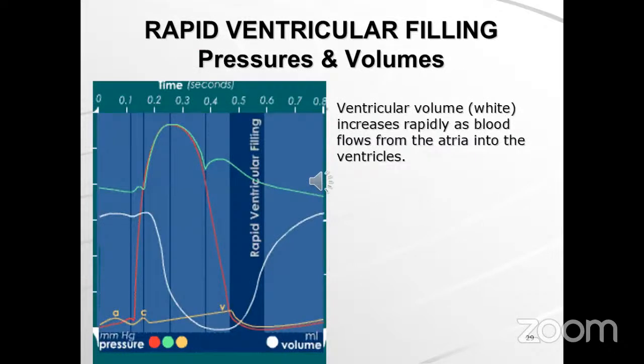This causes an increase in the volume. You can see the white line. Immediately there is a sharp increase in the ventricular volume, but there is no change in any pressures. Here we can observe that the atrial pressure decreases. Once the valve opens and the blood gushes into the ventricle, the pressure starts decreasing and the ventricular volume starts increasing.